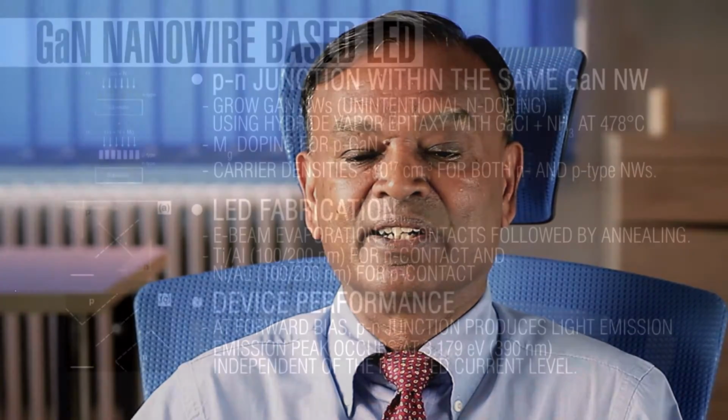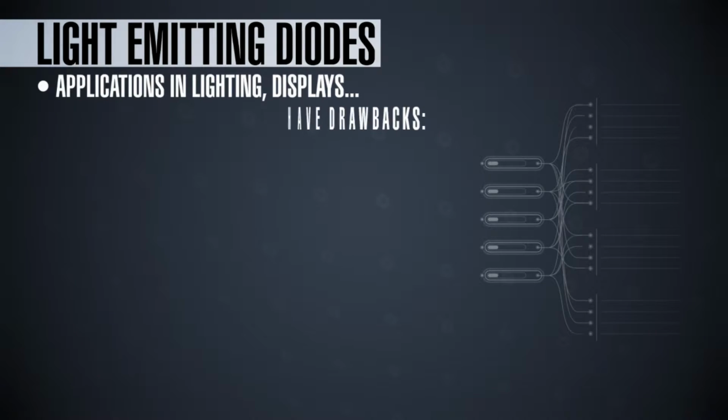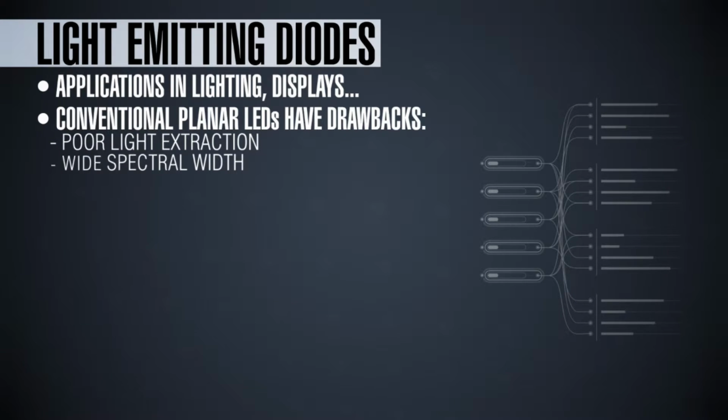And it's possible to get a reasonably abrupt junction here. If you want, you can control the growth time and the gas flow of magnesium in order to get a graded junction as well. Okay? So the LED fabrication involved preparation of contacts using e-beam evaporation followed by annealing. At forward bias, the p-n junction produces very high emission, and the emission peak occurs at approximately 3.2 eV. Light emitting diodes, obviously, have applications in lighting and displays.